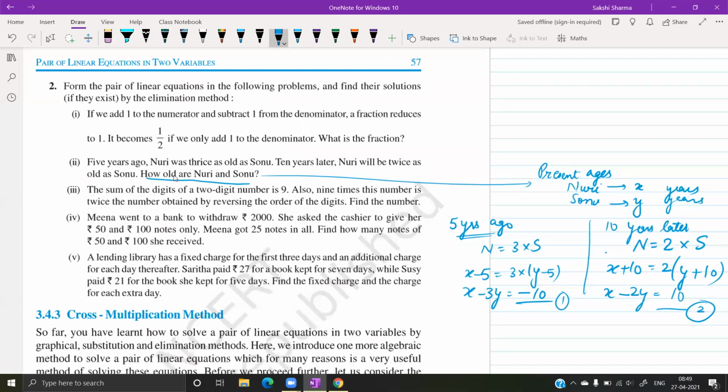We'll continue from here. Kindly solve up to this part. You may try the next parts as well if you want. We'll continue from the third part tomorrow.